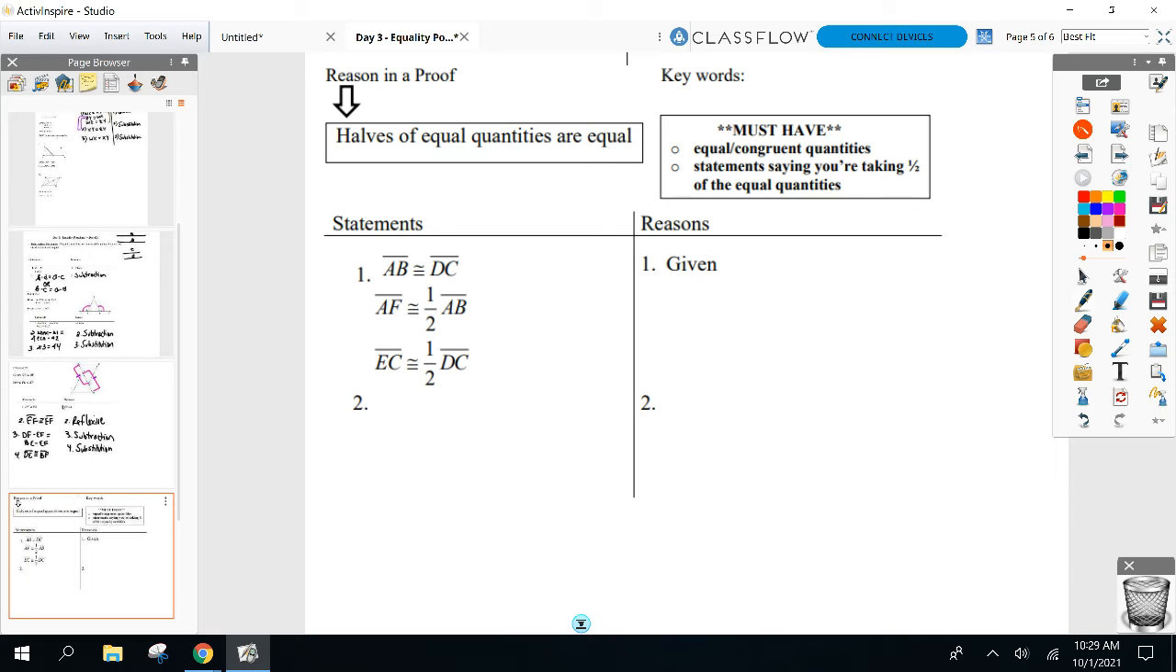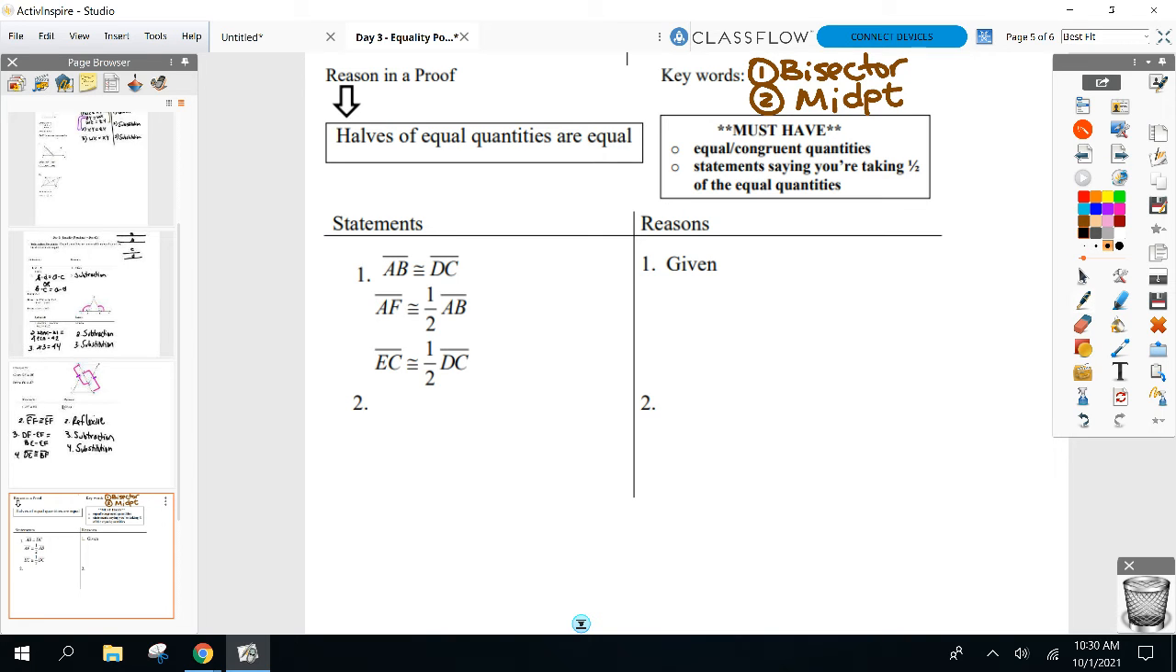Bisector. Bisector, yes. So if we see the word bisector in a given, that means probably going to use this new fact of halves of equal quantities are equal. Why that one? Bisector means something's being cut in half. And there's another vocabulary term which means half for us as well: midpoint. So if I see midpoint in a given, I'm thinking something's being cut in half. I may want to use this new reason.